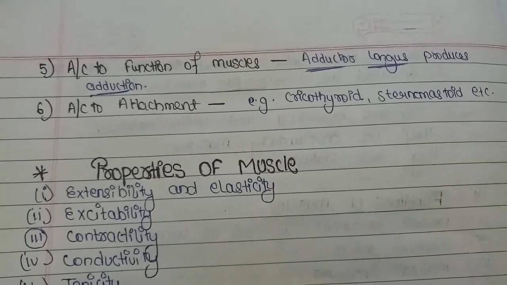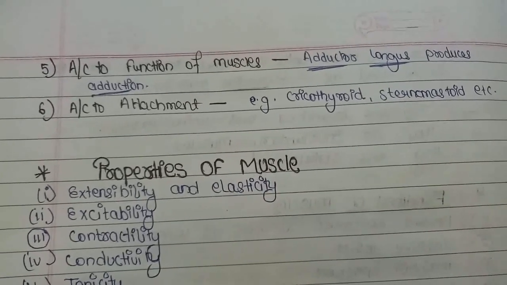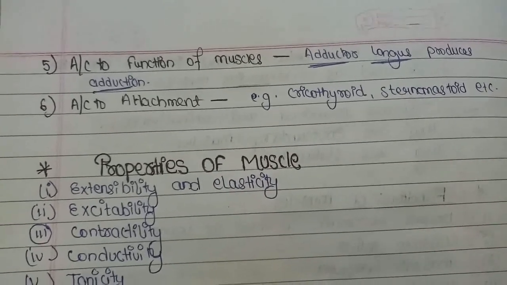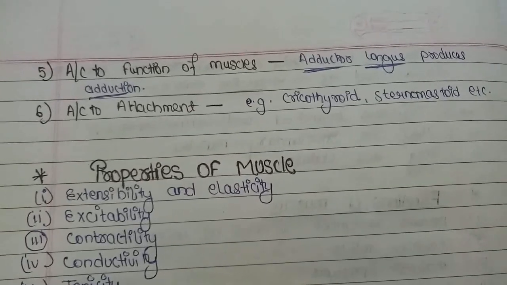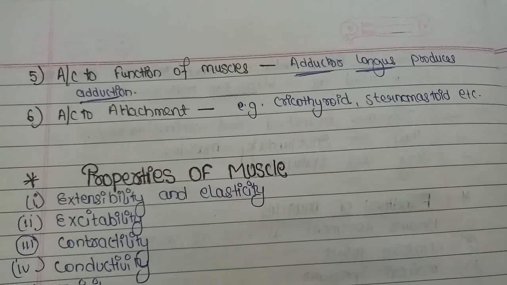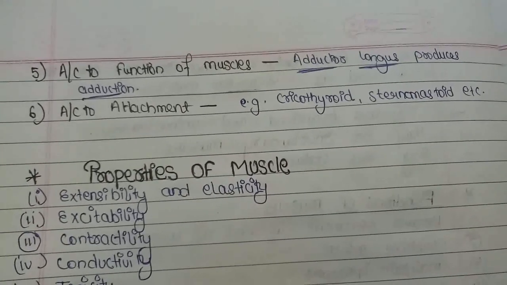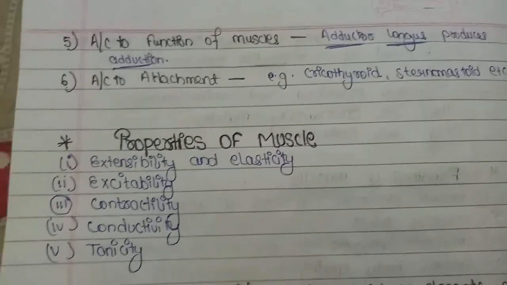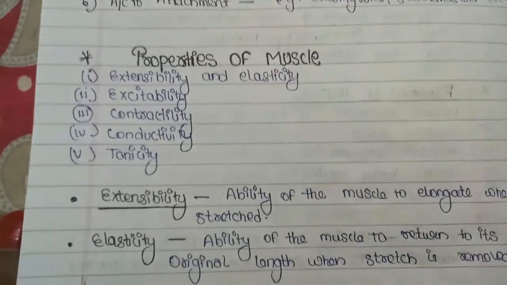Fifth is according to function of muscles, meaning naming is according to what function they perform. For example, adductor longus produces adduction of the body part. Sixth is according to attachment, that is from where to where they are attached. For example, cricothyroid, sternomastoid, etc. Next we will see the properties of muscles.